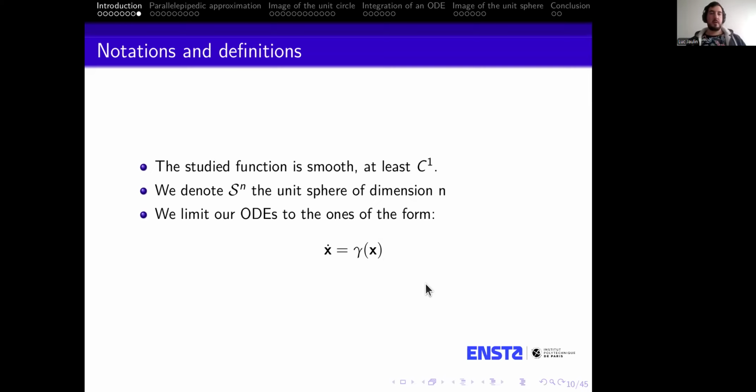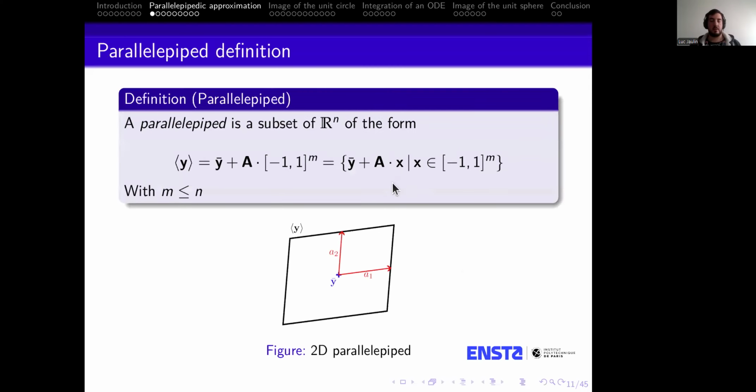Now, for the parallelepipedic approximation, that is the main topic of this presentation, I first need to define what a parallelepiped is. A parallelepiped is defined by 2 things: its center, here if I note Y my parallelepiped, its center is y bar, and a matrix A that contains the vectors that describe my parallelepiped. Here, in 2 dimensions, my matrix A is a 2 by 2 matrix, composed of the 2 vectors A1 and A2. So this is the representation that we will use.